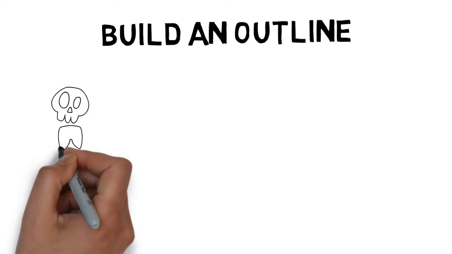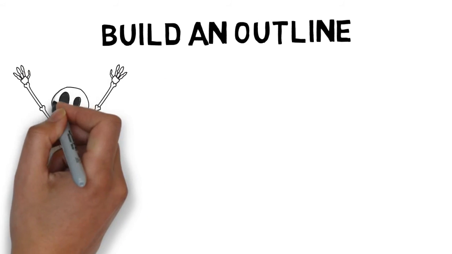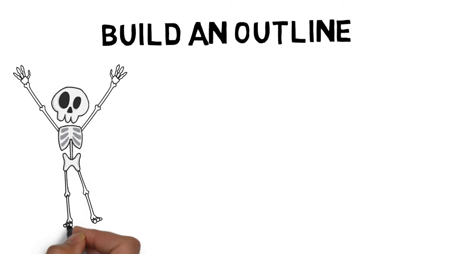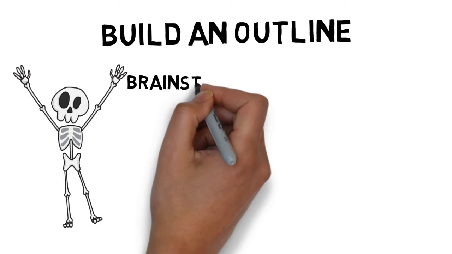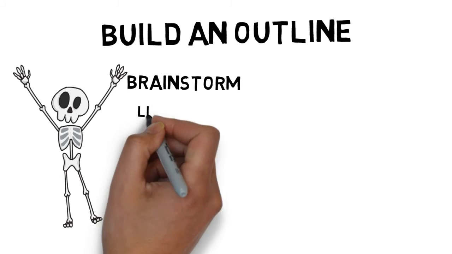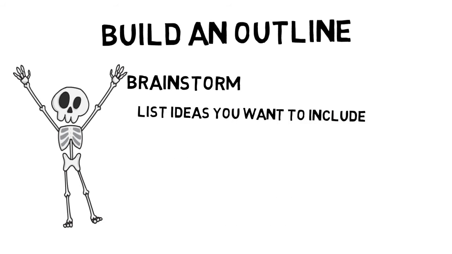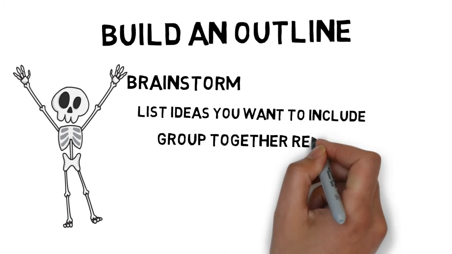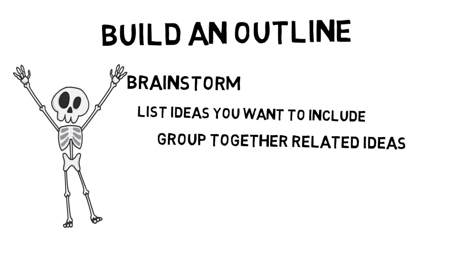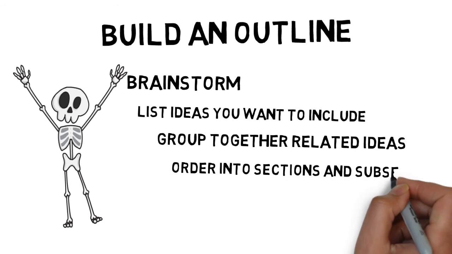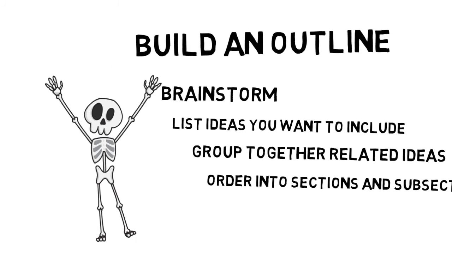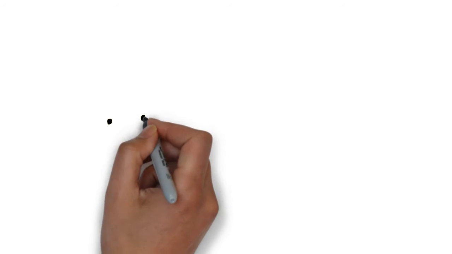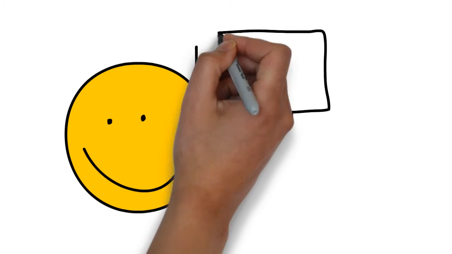Now you are ready for step 4, which is to build an outline. The outline is the skeleton of your paper. It should map out the main ideas that you will use to prove your thesis. Outlines also help you to organize your research in a logical form. A simple way to create an outline is to first brainstorm and list the ideas you want to include. Then organize them by grouping the related ideas together, and finally order them into sections and subsections if necessary.